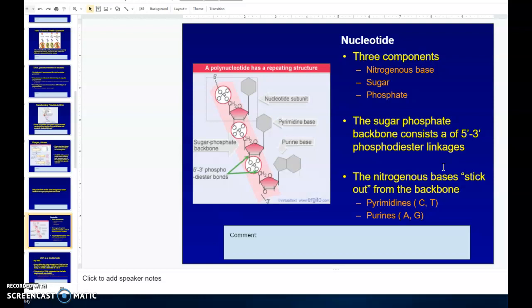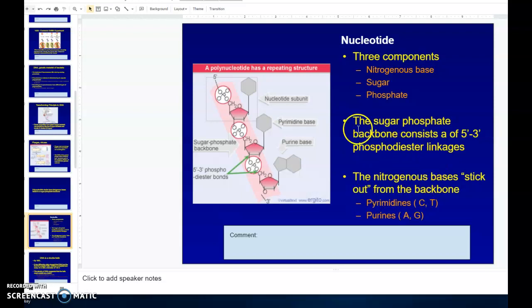but I won't confuse you with the RNA base right now. So I'll just leave it as the four bases again are adenine, guanine, thymine, cytosine. A bonds to T, G bonds to C.